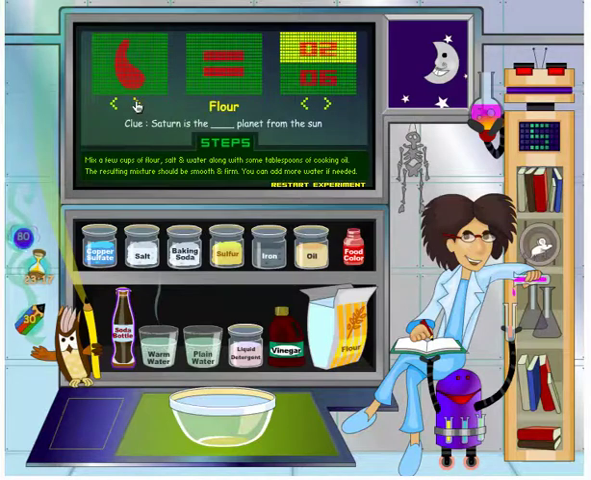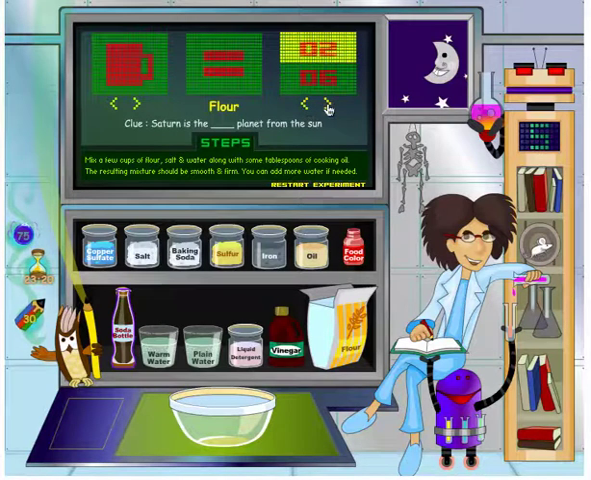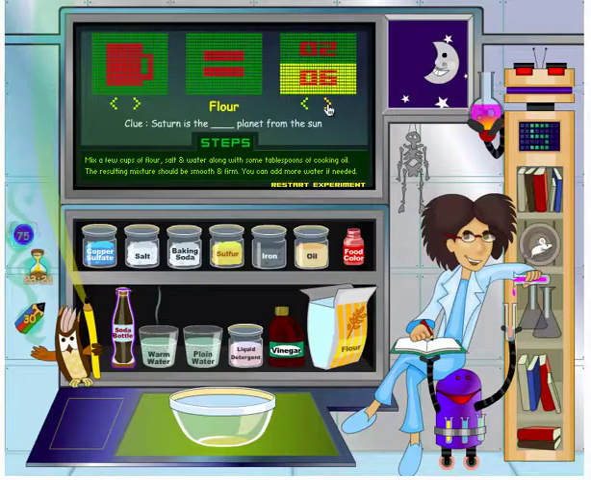So here are the different containers. I'm going to stick with, says it adds a few cups of flour. So I stay there, flour, and then I have a clue here. Saturn is the blank planet from the sun. These arrows can switch me from the 6 to the 2, but I know Saturn is the 6th planet from the sun. So that means I need 6 cups of flour, so I have to keep it on 6, click on flour, and it's going to pour 6 cups of flour, a little bit slowly, unfortunately. On your computer, this should move much faster. My computer just does not have a lot of memory right now.